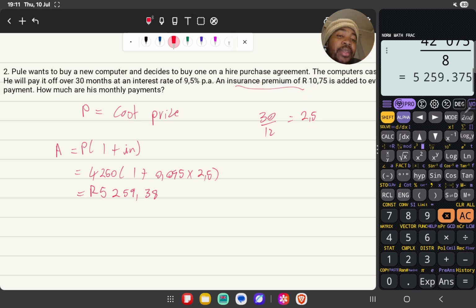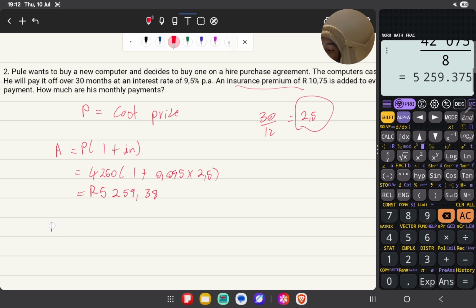First thing first, we don't have a deposit, so we're not making any subtraction. Our principal amount is exactly how much the thing costs. So we take that principal amount and we check over a duration of 2.5 years how much 4,250 is worth, how much it is valued at. And we find the value.